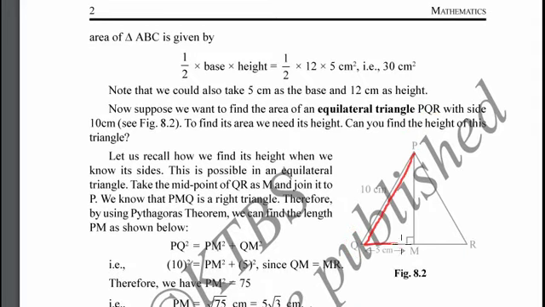If you observe this triangle, now let's split this triangle into two equal parts by drawing the perpendicular at the middle of this side QR. You can also take the middle of PQ, or you can also take the middle of PR. Here we are considering the middle point of side QR. We name it as M, then we will join PM.